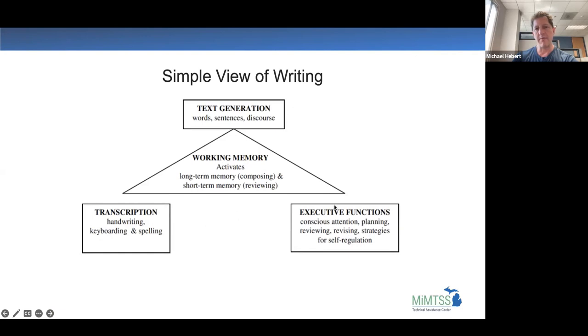And if you have both of those things together, if you have good transcription skills and good executive function skills, these things lead to text generation, right? So it allows you to come up with good ideas, plan, organize my ideas, and I have strategies for getting that information out. And then I can write those ideas down and I can spell them, right? But these things are constrained a little bit by working memory, right? And so if kids have difficulty with attention and planning and revising, then the ideas that they produce are going to be impacted, right?